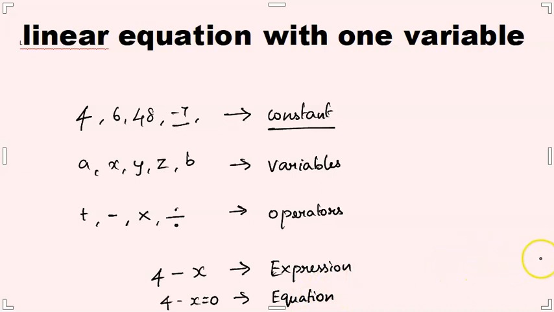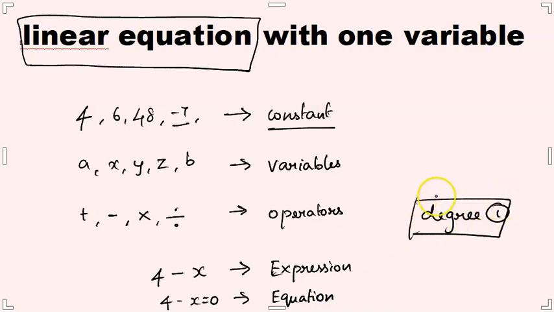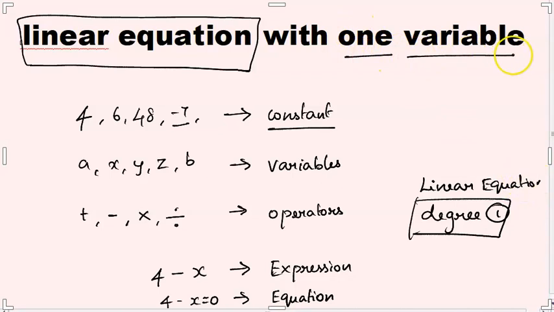And now we are going to see linear equation. Now you understood what is an equation, right? So any equation with degree 1 is called a linear equation. And it is said in the statement itself, one variable, let it be x or y, whatever, but the linear equation is formed using only one variable.